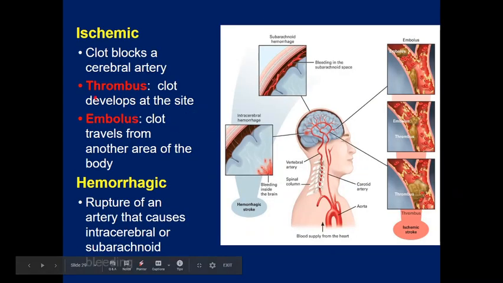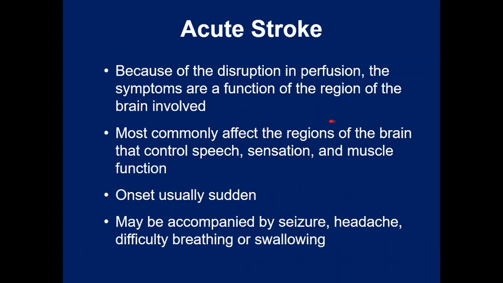So let's talk about ischemic stroke. A thrombus and an embolus: a thrombus is a clot that develops at the site, in situ at that site. Embolus means it travels from another area. Hemorrhagic is a rupture of an artery. All right, so acute stroke, because of the perfusion disruption, symptoms vary depending on what brain region is involved.